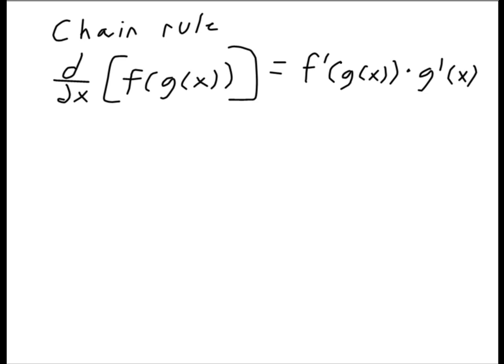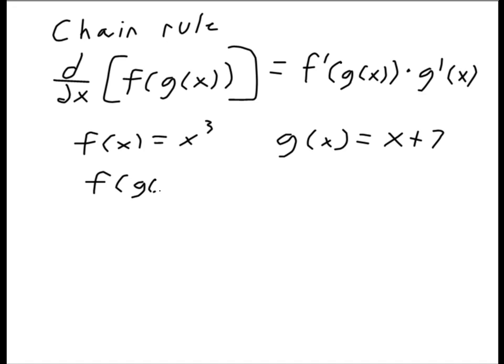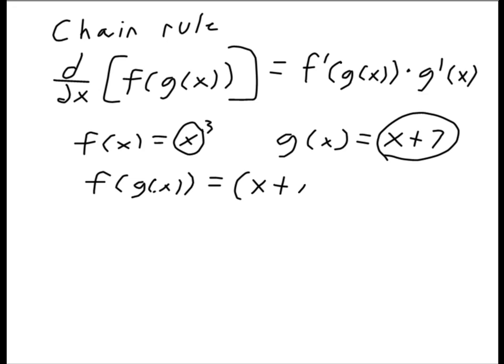Now, a basic review of our composition rules to kind of get our minds around what this is saying. If you have a function, say f of x equals x to the third, and you have a function g of x equals x plus 7, then f of g of x is where you just plug in this g of x for every x value in f of x. So it would be (x plus 7) to the third. And that's just our basic rules of composition from algebra.